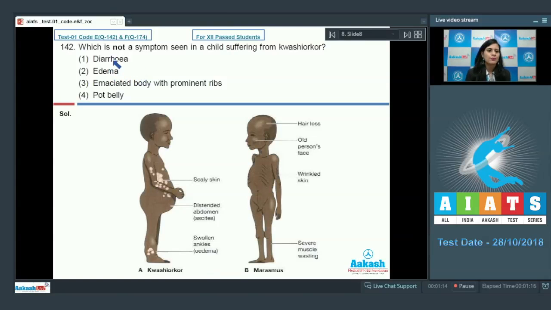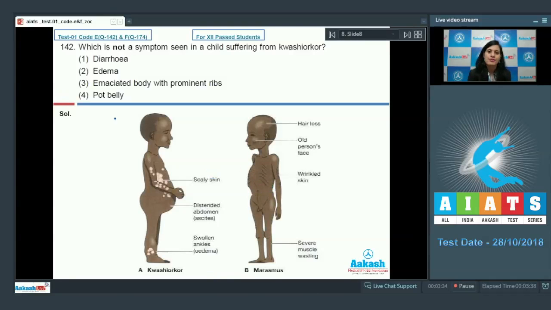Question number 142. Which is not a symptom seen in a child suffering from kwashiorkor? And as you can see in this figure, which represents a child suffering from kwashiorkor, and this child is suffering from marasmus. These two are nutrition problems among children. As you can see in this child suffering from kwashiorkor, they have swollen ankles, they have edema, retention of water in their legs, they also have distended abdomen, they exhibit pot belly, and they have scaly skin. On the other hand, this child suffering from marasmus, they have wrinkled skin, severe muscle wasting is there, and because of which you can see emaciated body with prominent ribs.